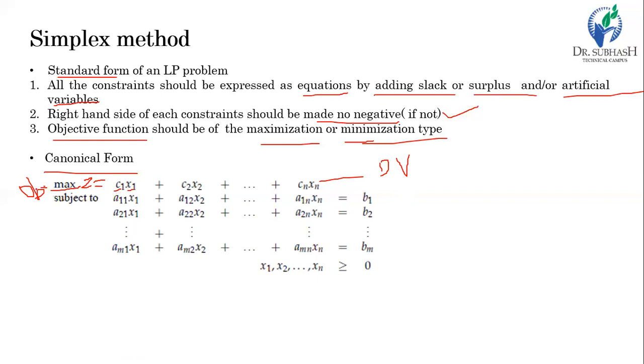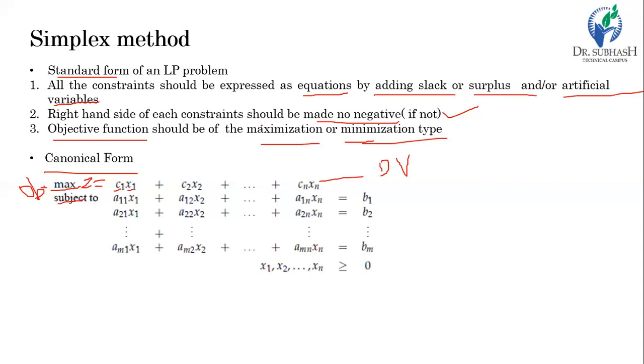It is always present in the objective function, and it will represent the profit gained by 1 unit by selling, or the cost incurred by 1 unit of this decision variable x1. The same way c2, c3 and up to cn. Then subject to constraints, this is given in the standard form.